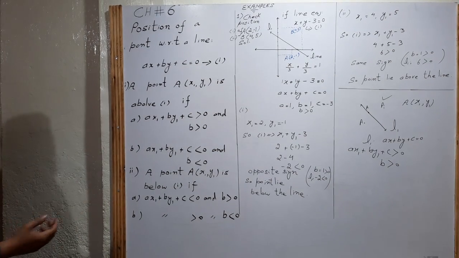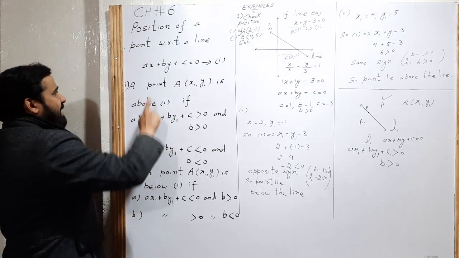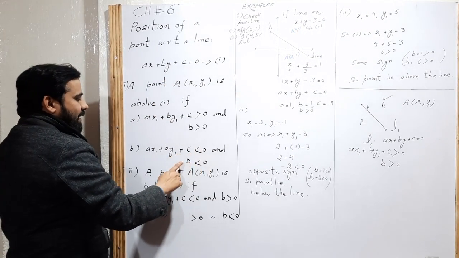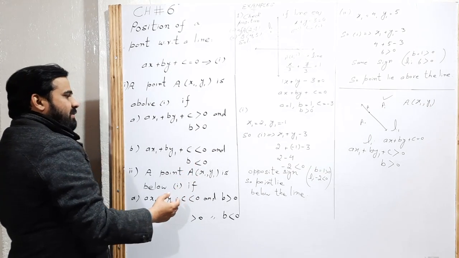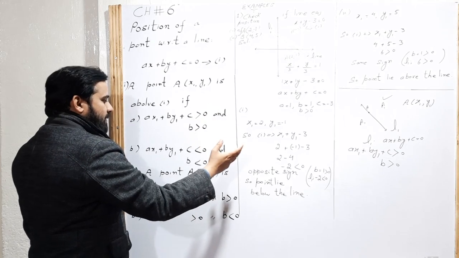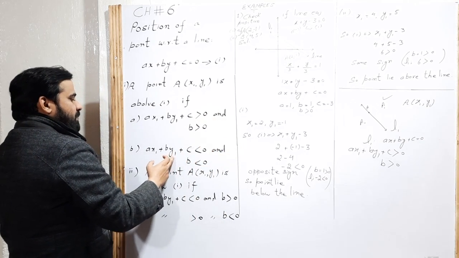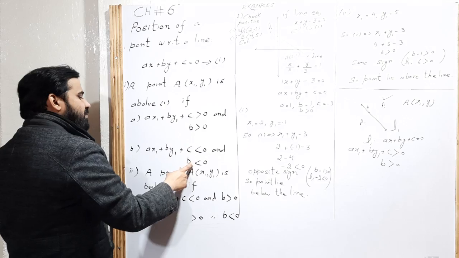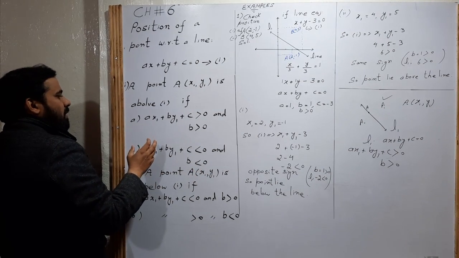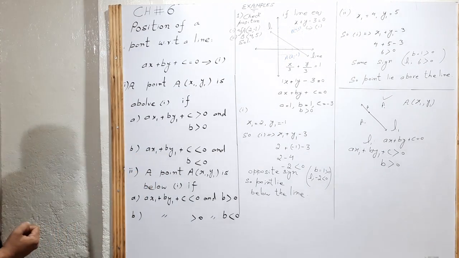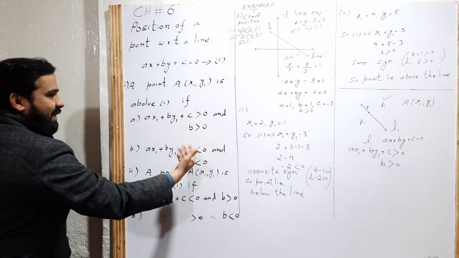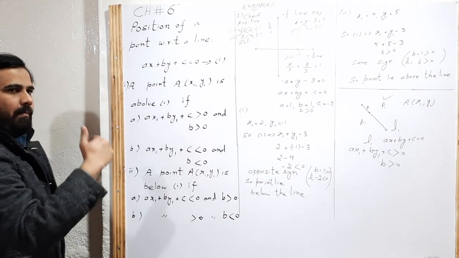The second possibility: if we replace x by x1 and y by y1, ax1 plus by1 plus c is less than 0 and b is also less than 0, it means that this case is similar, like the same sign. ax1 plus by1 plus c is less than 0 as well as b is less than 0. So in this case the point lies above the line. This is case 1 and there are two possibilities, same sign in both cases, positive positive, negative negative, it means that the point lies above the line.